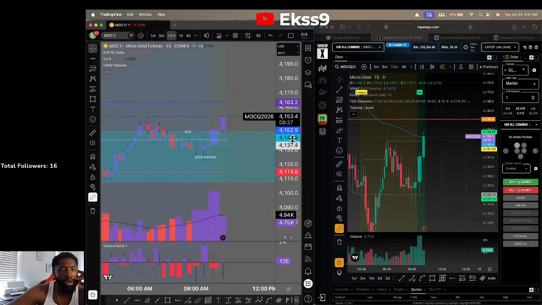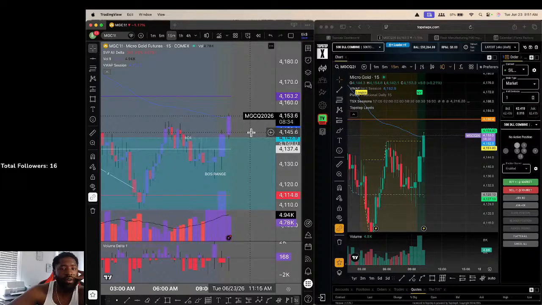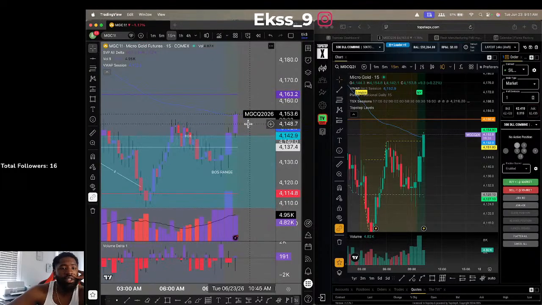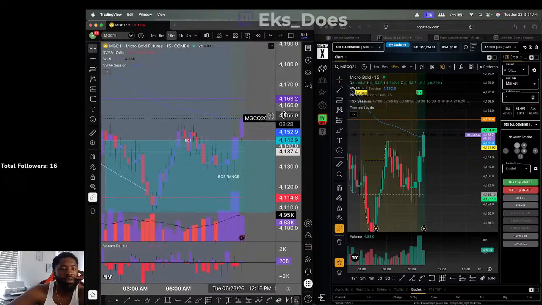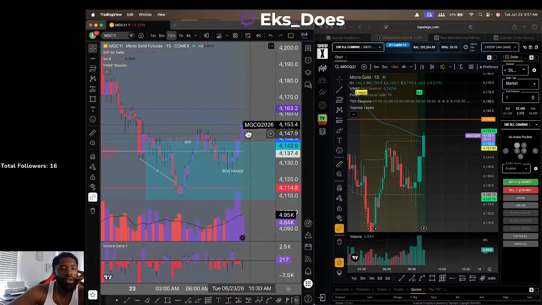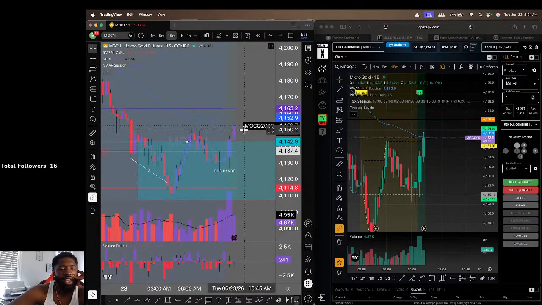Okay, so look, this setup is actually playing out very well, right? So if I can get a close above here, I'm gonna try to sell at the high, right?